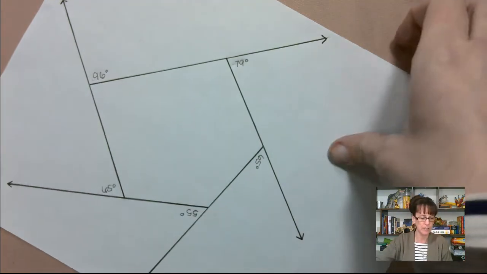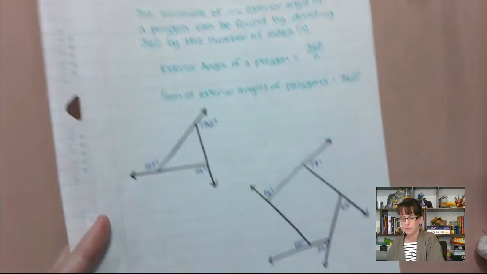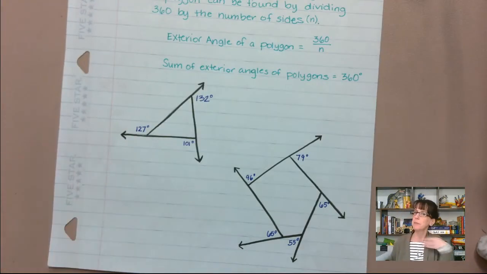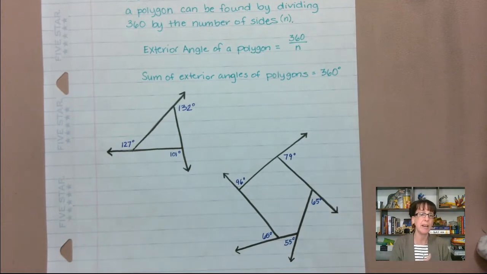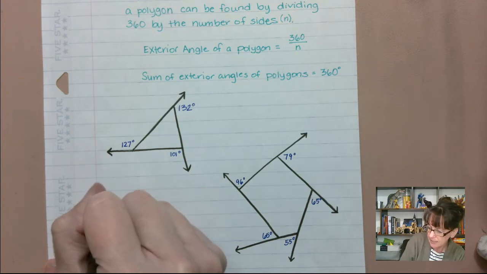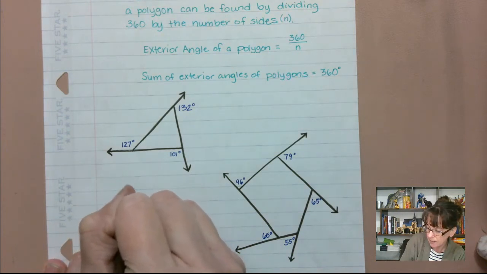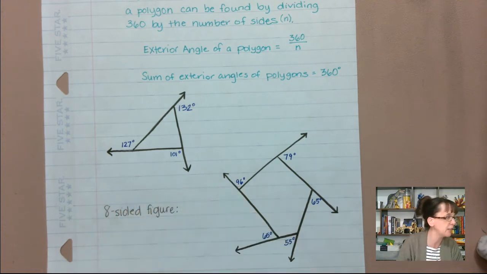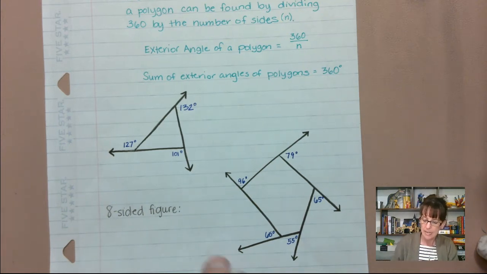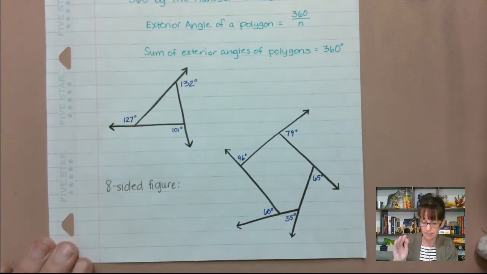But you can see now that these two figures, let me go back to our notes here, regardless of how many sides there are, the exterior angles are always going to add up to 360. Let's say I had an 8-sided figure. I should call that an octagon, not just an 8-sided figure. I wanted to figure out each individual exterior angle.